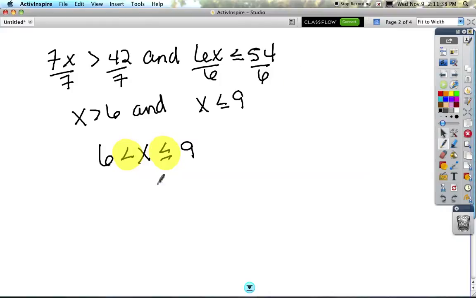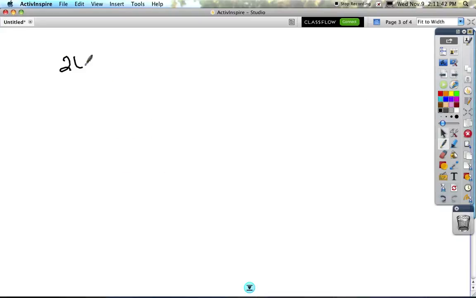Okay? Let's look at this problem. This is without the "and." You'll see it is written as 1. Do you see what I'm talking about? As 1, coming together. Not two separate, it's an "and," because it's written as one problem.